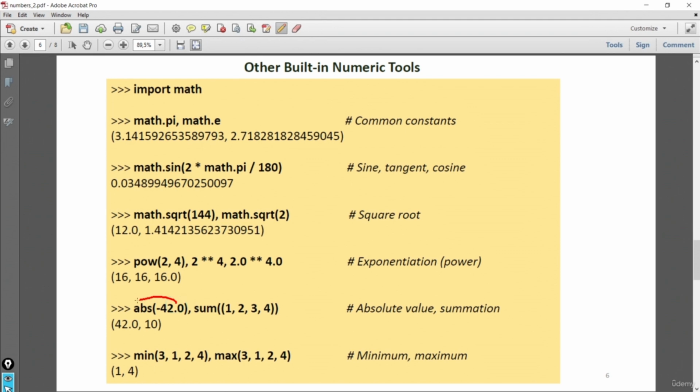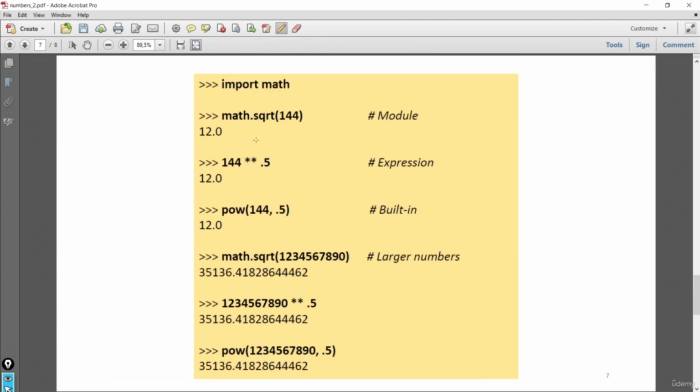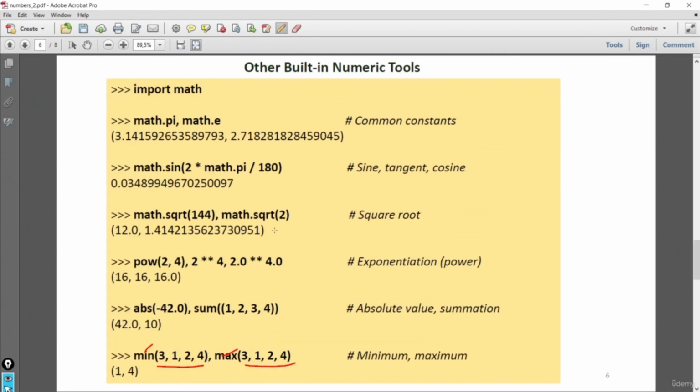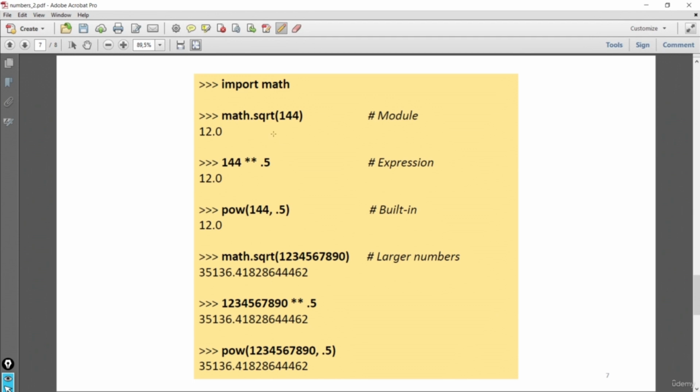The absolute value of a number can be calculated using the abs function. And we have a table here, and the elements of the table can be summed using the sum function. We will see tables in other lectures. We have a table here. Minimum and maximum values of the tables are calculated using the min and max functions. Okay, so in the previous screen I provided quick information. Now let's see them one by one.